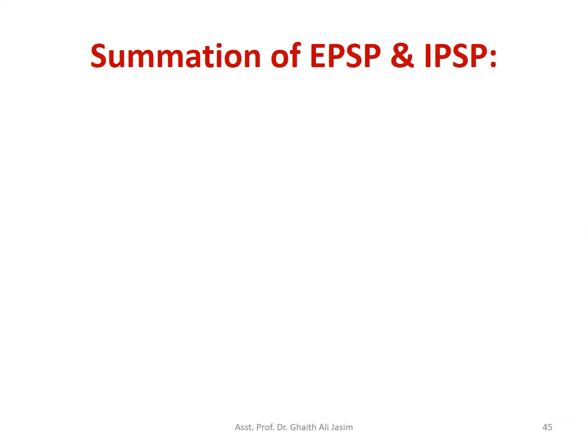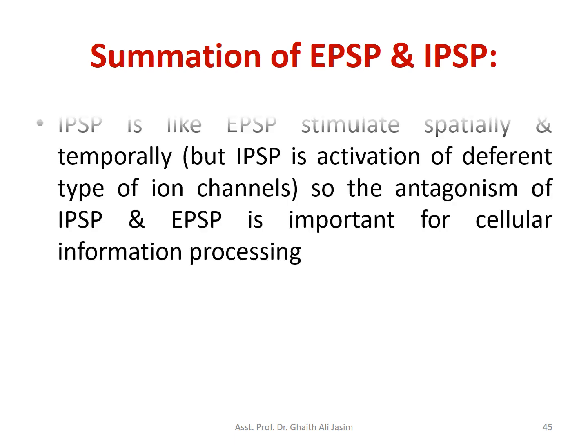Okay, then summation of excitatory postsynaptic potentials and inhibitory ones. Inhibitory postsynaptic potential is like excitatory postsynaptic potential stimuli. They spatially and temporally can be summed, but inhibitory postsynaptic potential is activation of a different type of ion channel. So the antagonism of inhibitory postsynaptic potentials and excitatory postsynaptic potential is important for cellular information.